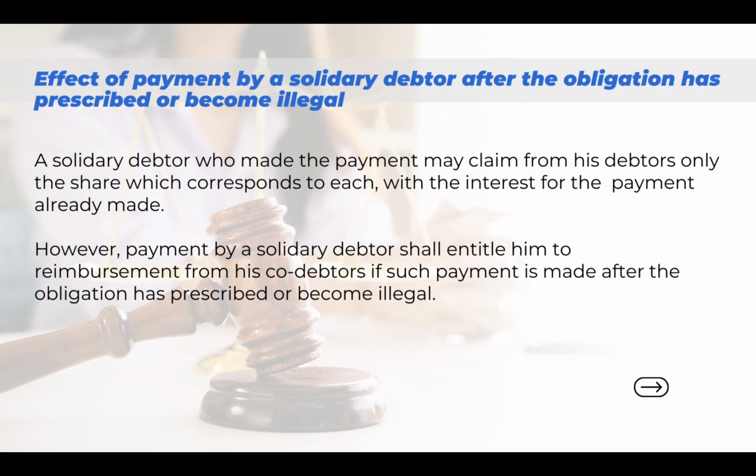Effect of payment by a solidary debtor after the obligation has prescribed or become illegal. A solidary debtor who made the payment may claim from his co-debtors only the share which corresponds to each, with the interest of the payment. However, payment which entitles him to reimbursement from his co-debtors applies even if such payment is made after the obligation has prescribed or become illegal. Okay? Pwede pa rin naman siya maningil. Okay? Pero the thing is, it is already extinguishing the obligation.